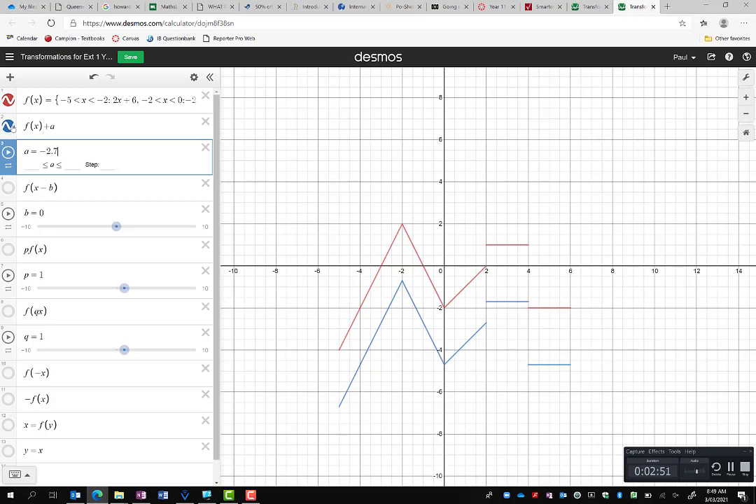So now we've got f(x minus b). So what type of shift is that b going to be? Left and right. So if I make b positive, is it going to be left or right? So if f(x minus 1), which way does that go? Right. To the right. Remember, it goes the opposite to what you think. So f(x minus a positive number) will go to the right.